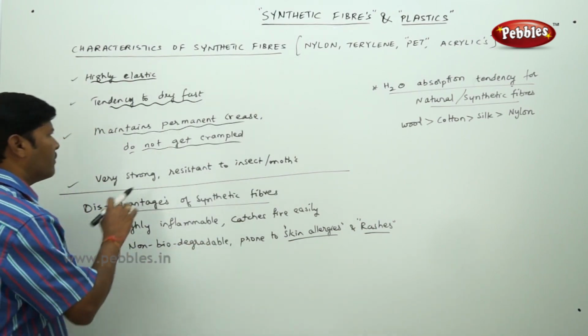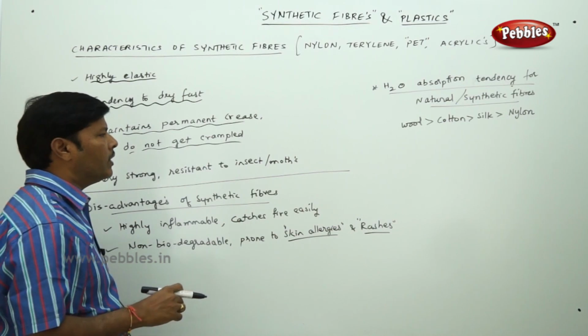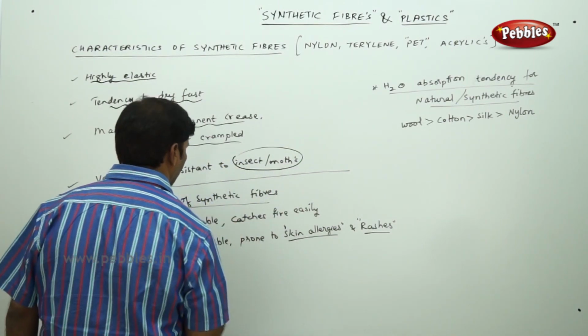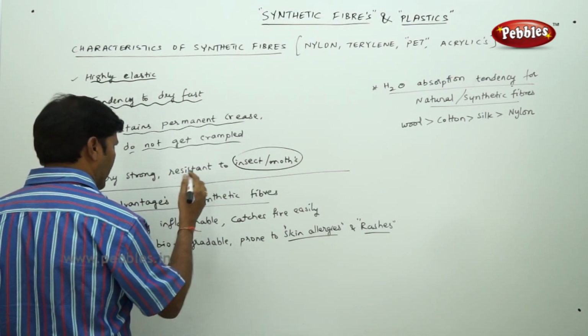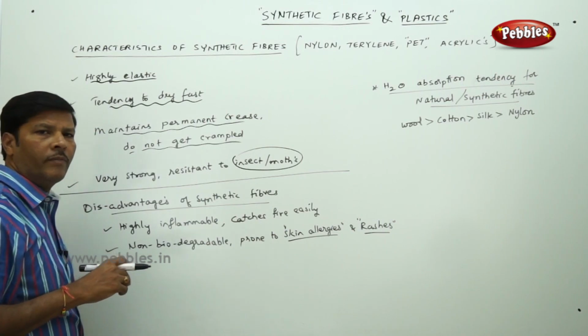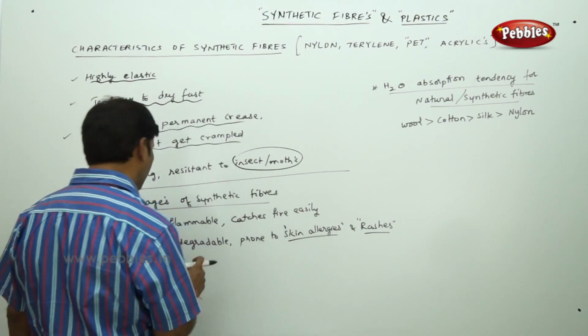The quality of the fabrics will not change. That is called permanent crease. They have very strong resistance to external creatures like microorganisms, insects and moths. And one of the disadvantages of synthetic fibers is that they are highly inflammable, and they catch fire easily.